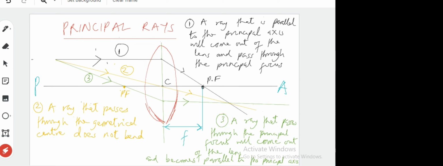Number 3, which is the converse of number 1. If it is the converse of number 1, it means a ray that passes through the principal focus will come out of the lens and becomes parallel to the principal axis. Okay, all of this is to achieve something. So I think we just try and practice some work to make sure you see the reason for all of this.